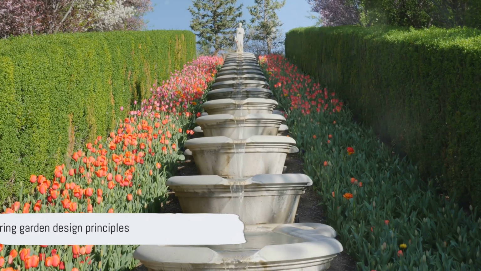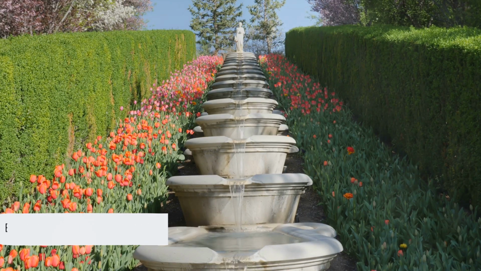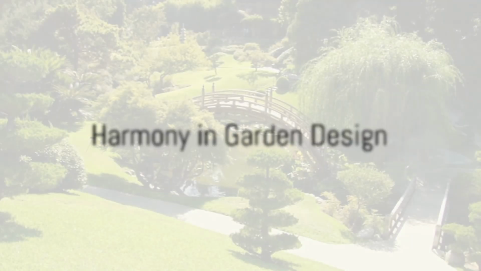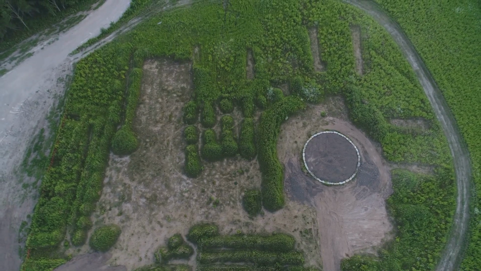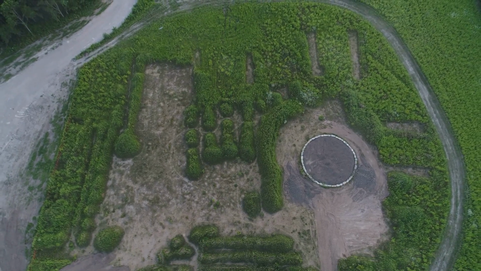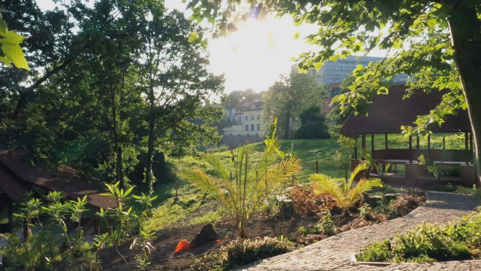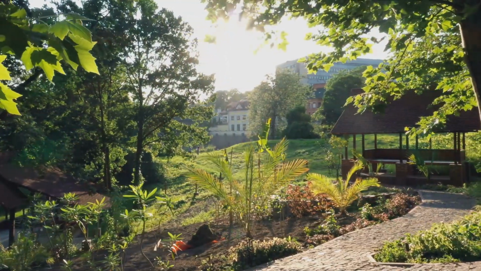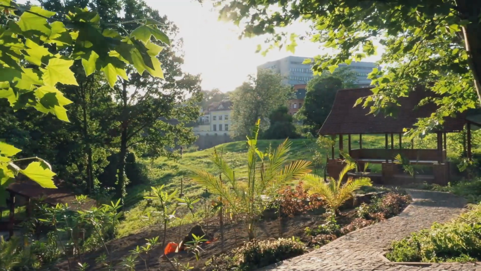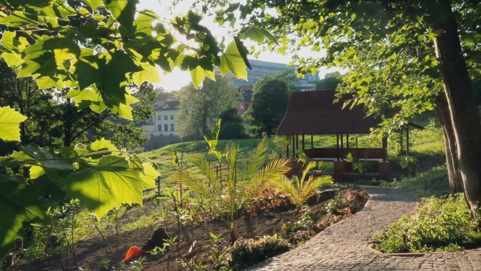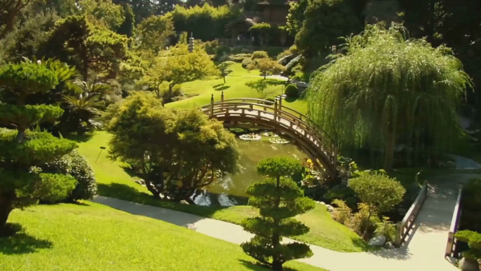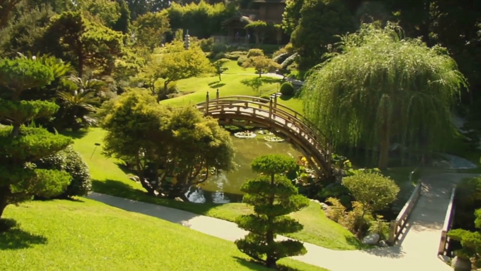Journey with us as we explore the principles of garden design. Harmony, the first principle of garden design, is about creating balance and unity. This magical element is the glue that holds all the other components of your garden together. It's a beautiful dance between plants, water features, hardscaping elements, and the natural environment, all working in unison to create a symphony of visual delight.